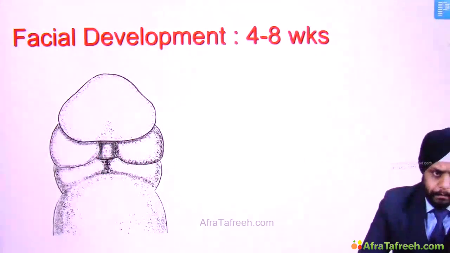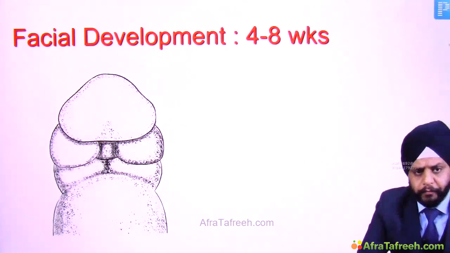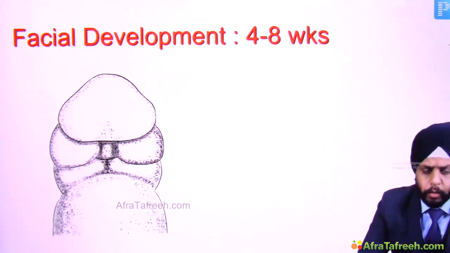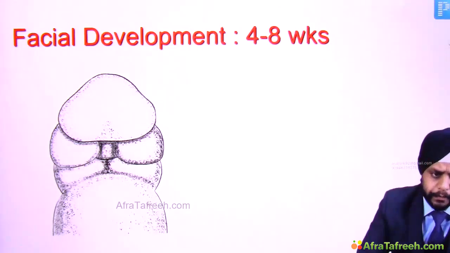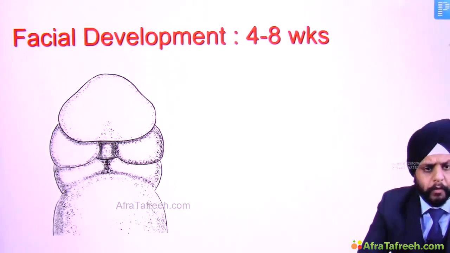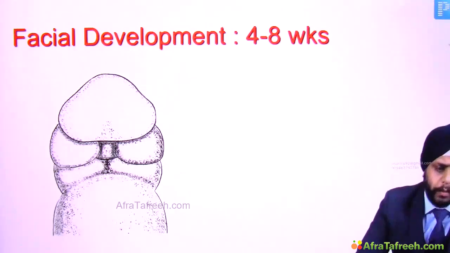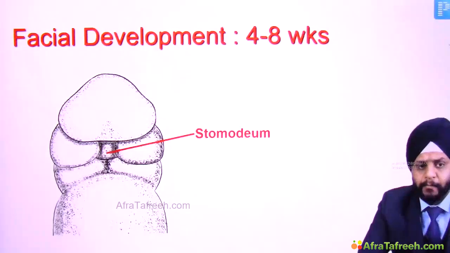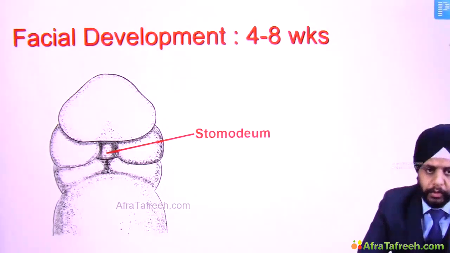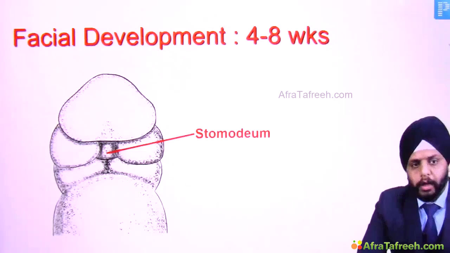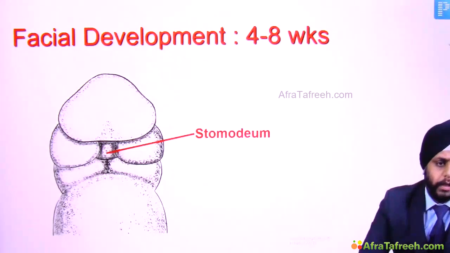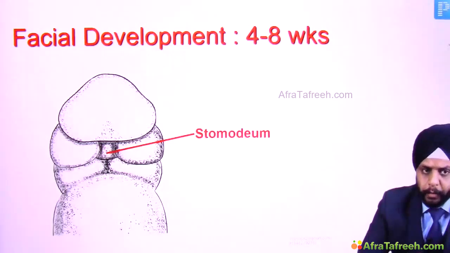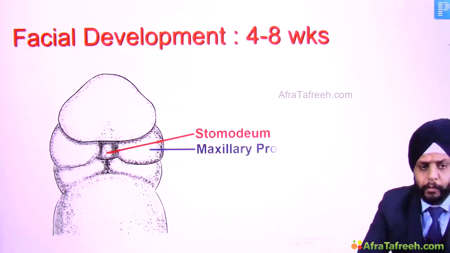Okay, now when we look at this, the face develops around 4 to 8 weeks of intrauterine life, and it develops from 5 different prominences or processes which develop around the primitive mouth we call the stomodeum. Okay, so around this primitive mouth, as you can see, there are 5 main prominences. So what are these prominences or processes?